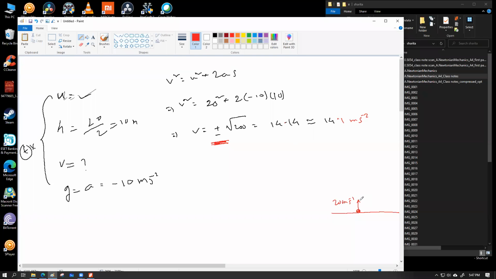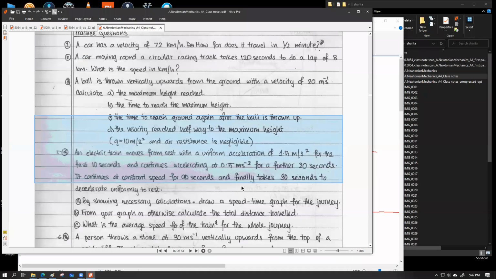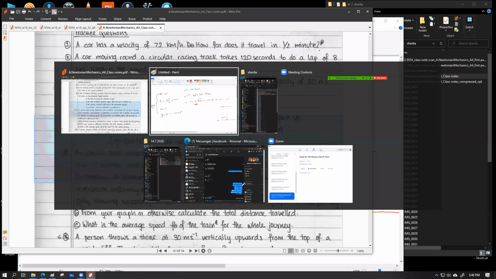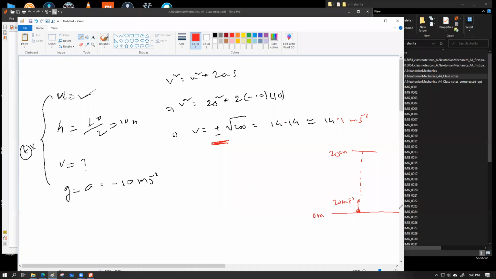So it's going to rise up and slow down, slow down, slow down. And eventually it's going to reach a maximum height of 20 meters. So let's say this level is 20 meters, and 0 meter is the starting point of the motion. Now the question asks what is the velocity reached halfway to the maximum height. So we are asked to find the upward velocity of the object when it was exactly at 10 meter height. So let's say this level is at 10 meter.